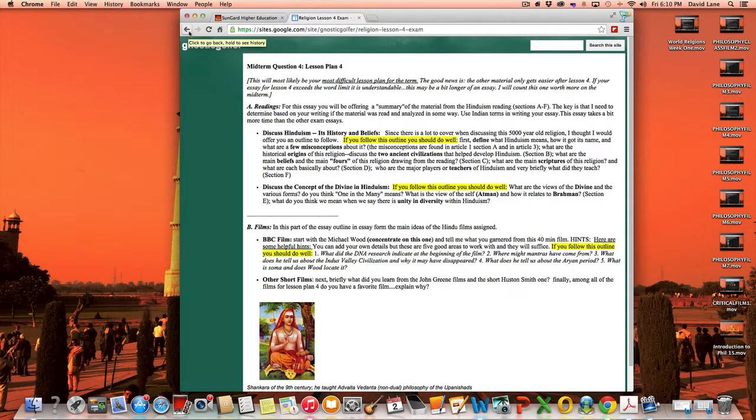Your exam question, again, has 4 sections or bullets. This is a little bit longer than a short paragraph probably, but I give you an outline of how to follow it. What is Hinduism? Define it. How it got its name? What are a few misconceptions? All straight from the reading. I even tell you where it's found in the reading.